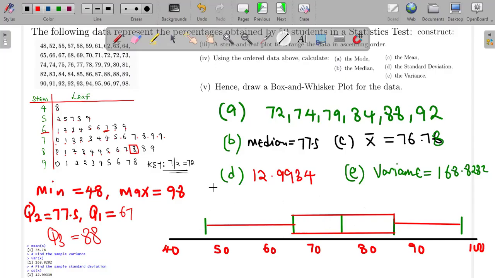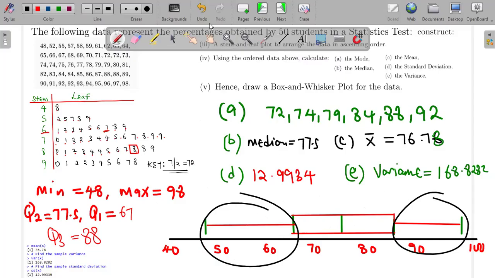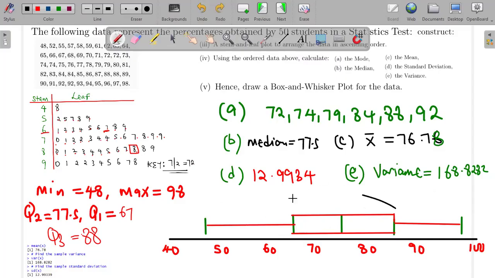So what you have here is these two lines. That's what we call the whiskers. And this one in the middle is the box. So this is the minimum. This is the Q1. This is the Q2. This is the Q3. And then this one is the maximum. So what I've drawn there is a box and whisker plot.